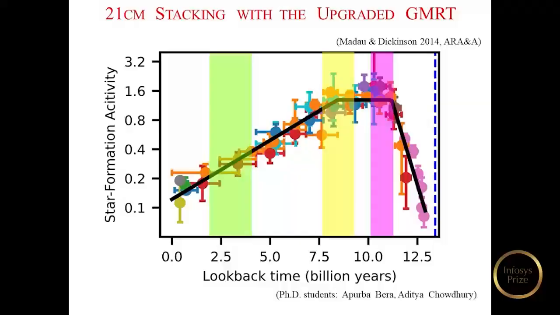So what we did was, we said, fine, we're now going to take advantage of this new, upgraded telescope. And we decided to cover three different epochs in the history of the universe. So one epoch over here, which is about 3.5 billion years ago. One epoch over here, which is about 8 to 9.5 billion years ago. And then one epoch over here, in magenta, which is about 10.5 to 11.5 billion years ago.